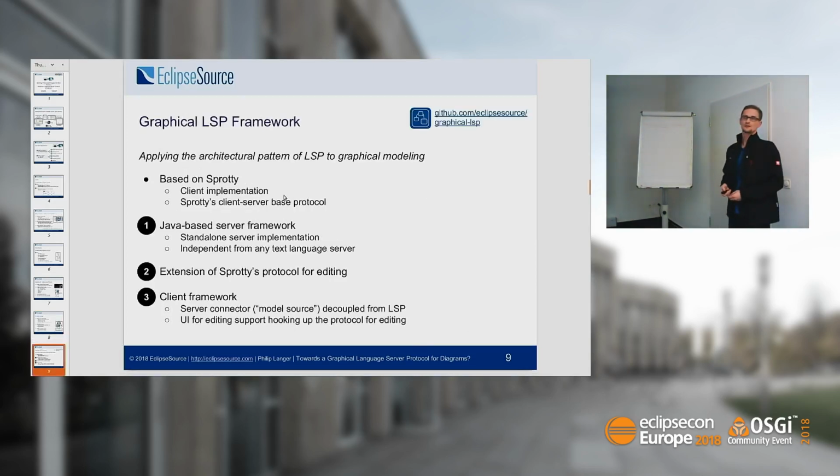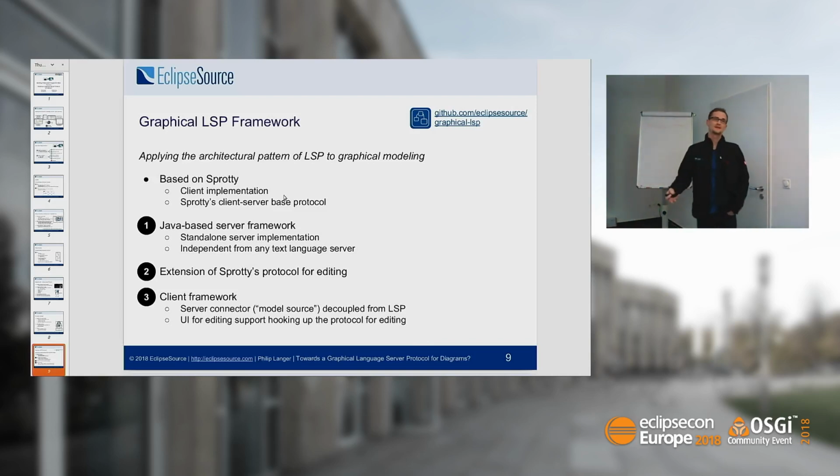So that's exactly what we've been working on in the last few months, basically starting this project. It's called Graphical LSP Framework, and the goal is really applying the architectural pattern of the language server protocol to graphical modeling. It's here on GitHub, you can check it out there. It heavily reuses Sprotty wherever it can.